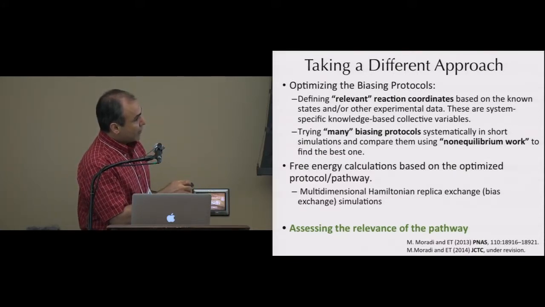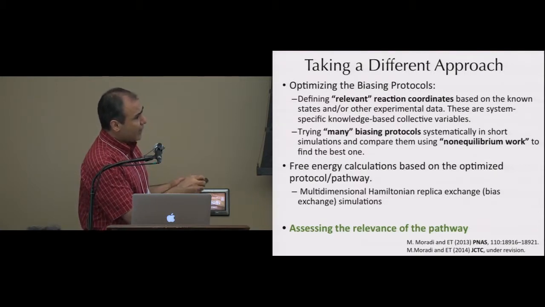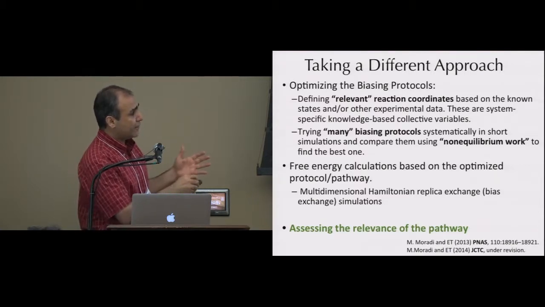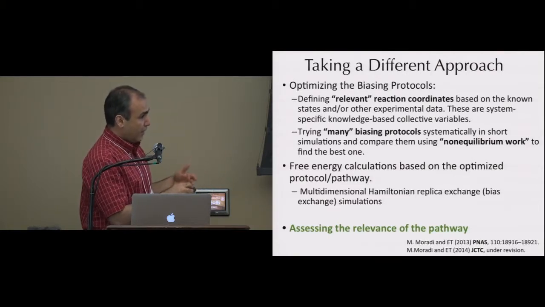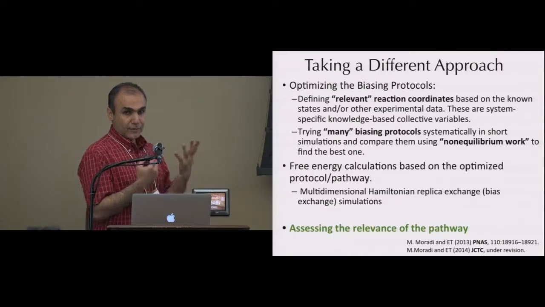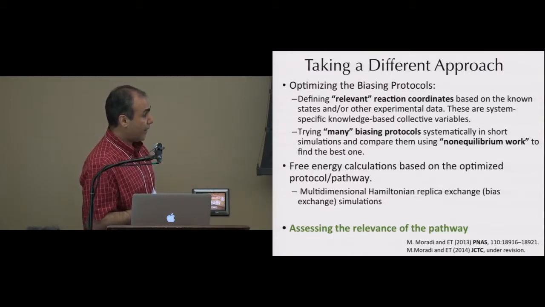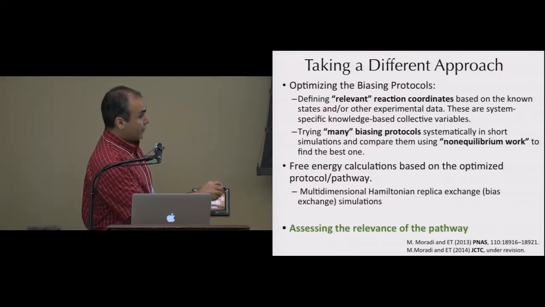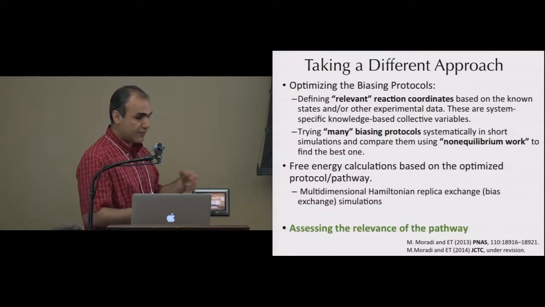Then we take those calculations, and again, we do free energy calculation using multi-dimensional Hamiltonian replica exchange, and that's really the expensive part that, for these complex systems, was impossible before we had machines like Blue Waters and some of the DOE machines. And of course, at the end, again, you have to look at this pathway and make sure it makes sense, it's correct.